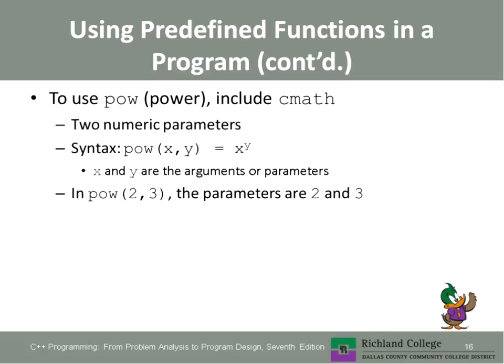Okay. Then, in order to use POW, we need to have the preprocessor. So with the preprocessor, we have include, right? And then we have to do the CMAP. And now we have access to POW. Now with POW, what are our choices?